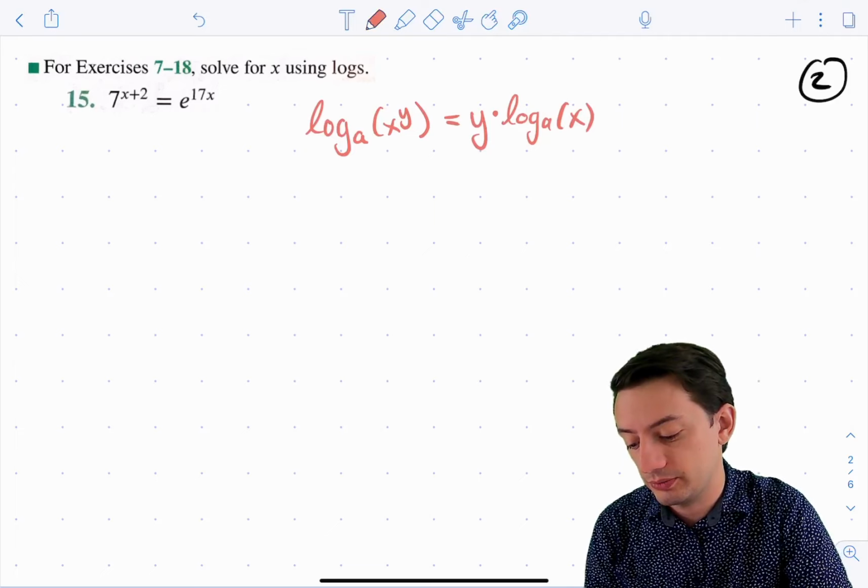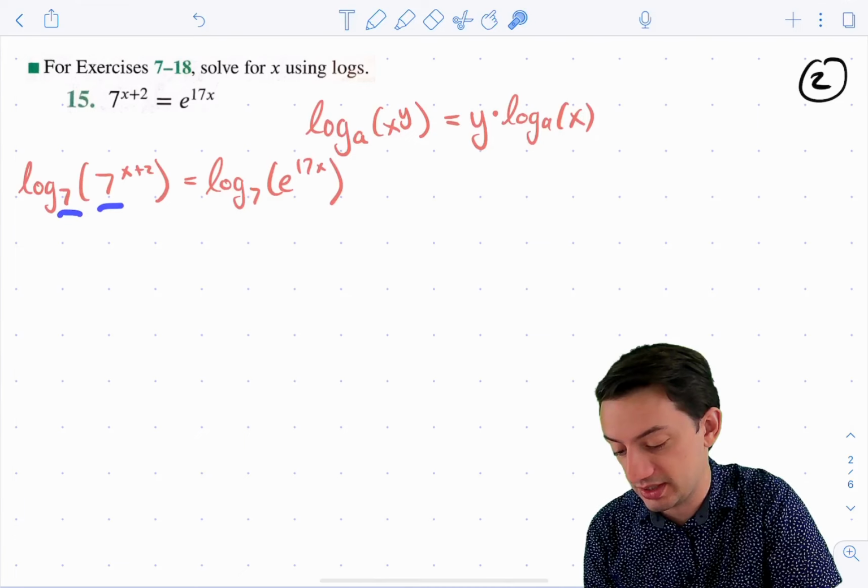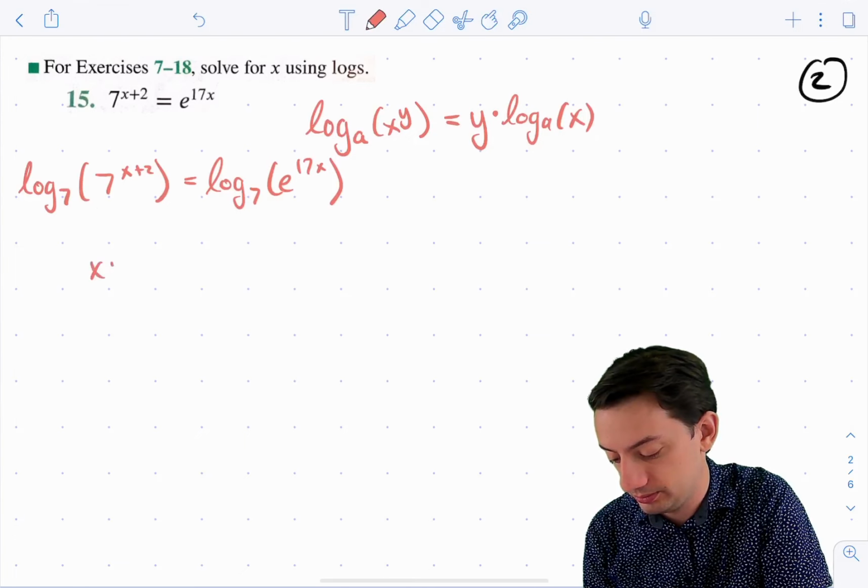So let me do this two ways. The first way I'll do it will be using log base 7, just as an example. So let's take the log base 7 of both sides. Now, on the left-hand side, what we could do is realize that we've got a log base 7 and a 7, and that those are operations that cancel out. Those are inverses because the 7 matches the 7. So that becomes an x plus 2.